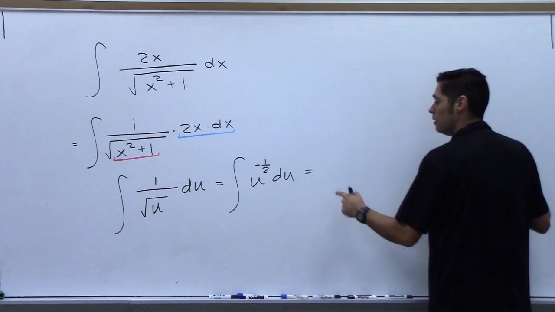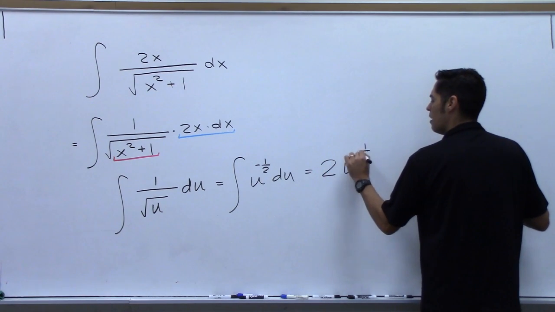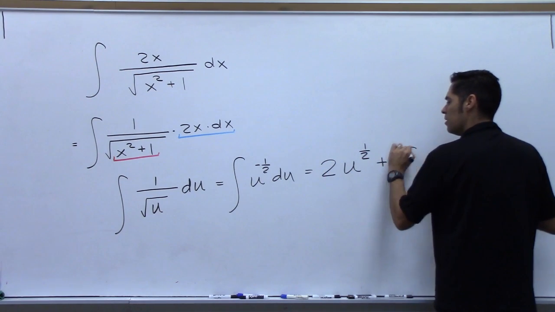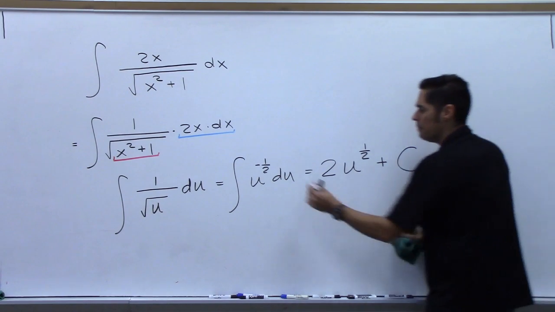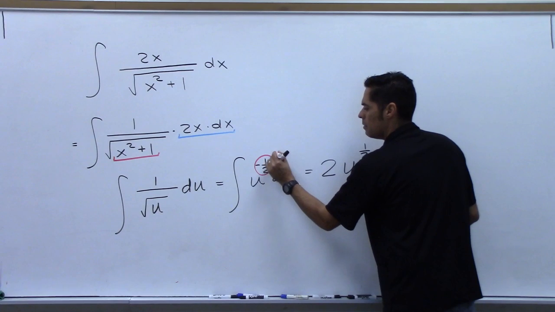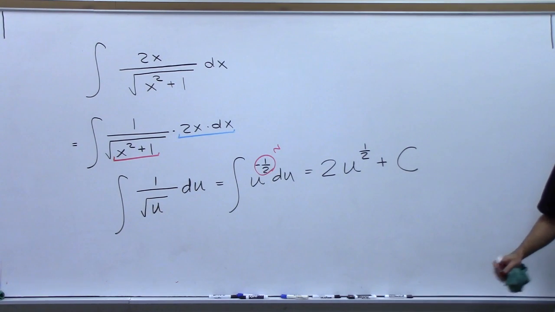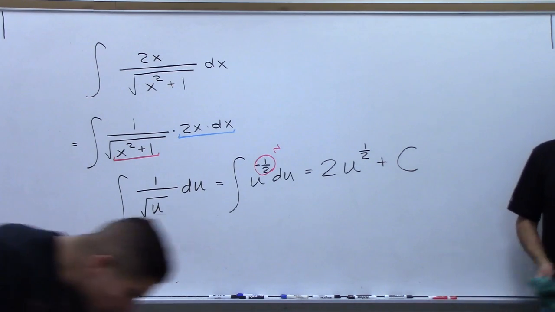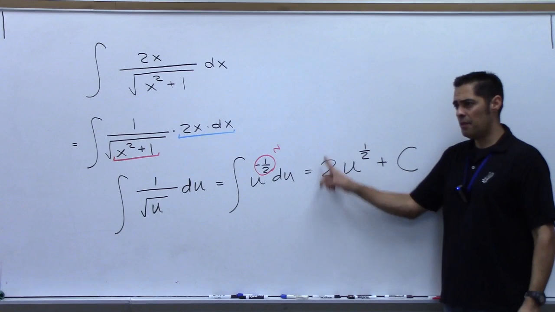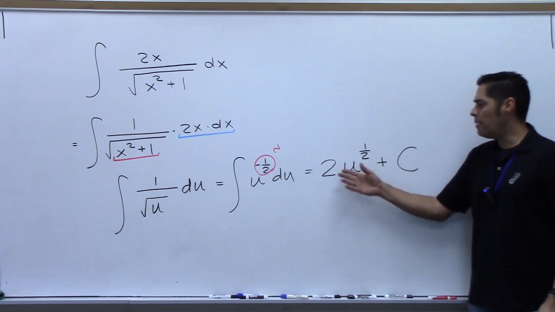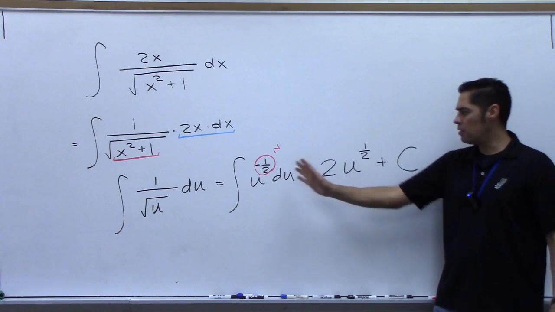We're going to add 1. So 2u to the 1/2 plus c. So remember, n here for us is what? Negative 1/2. So you're going to add 1 to that. Add 1 to negative 1/2 and you get positive 1/2. 1 over 1/2 in the front would be 2. So I'm assuming that you've got this stuff down now, that you've practiced it enough that you're comfortable.